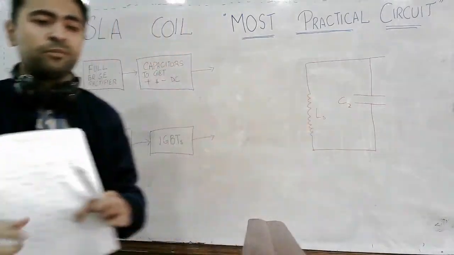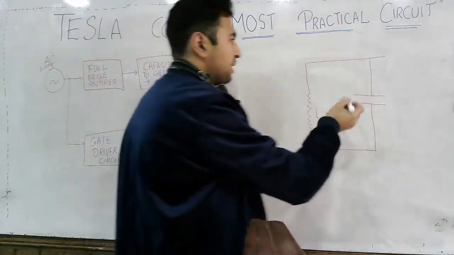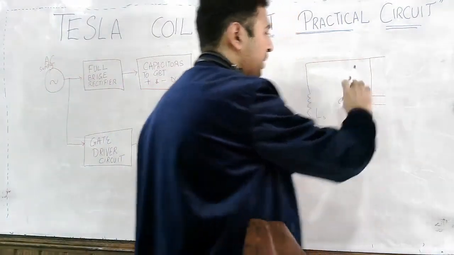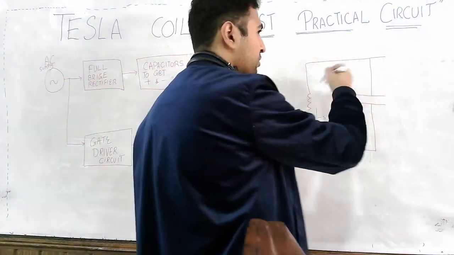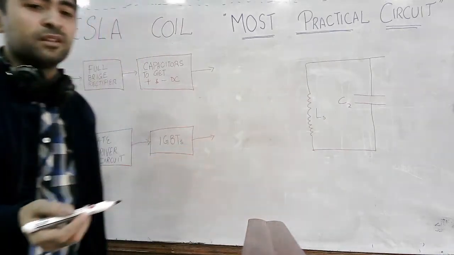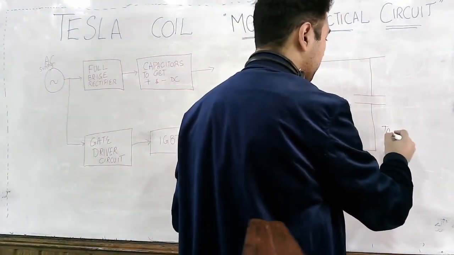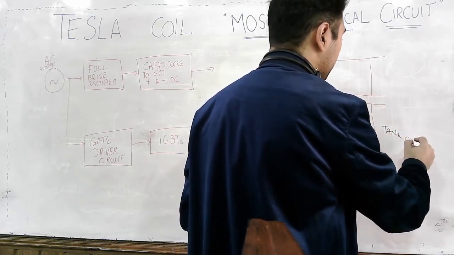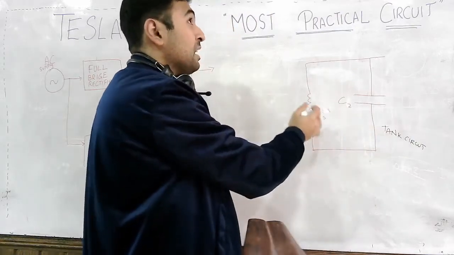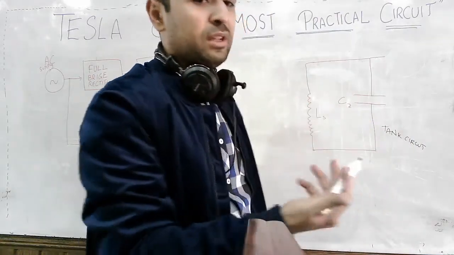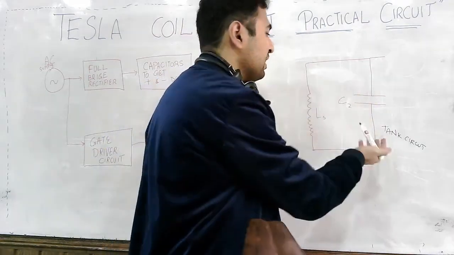And you know from your basic knowledge that if you have, let's say, a charged capacitor here, this capacitor and inductor continue to exchange energies between them. This is a circuit which is also known as the tank circuit. A tank circuit is a circuit in which you have inductors and capacitors, or different types of energy storage elements, which continue to exchange their energies with each other.